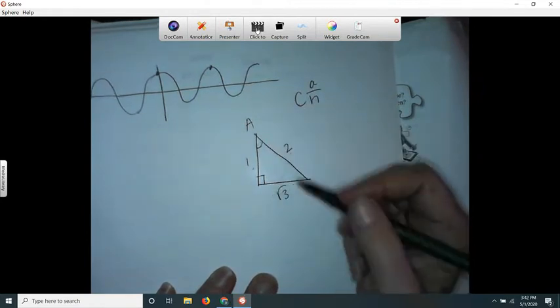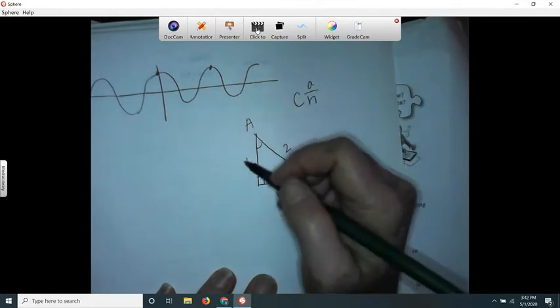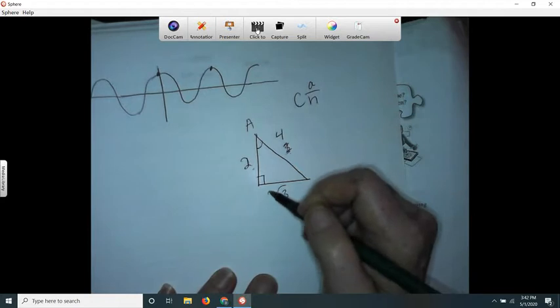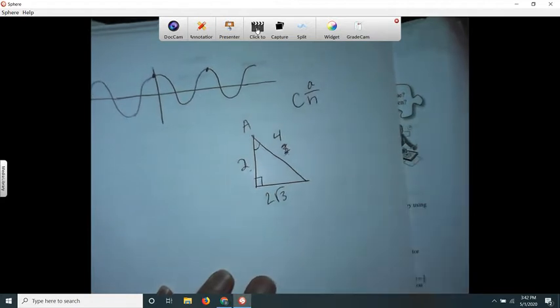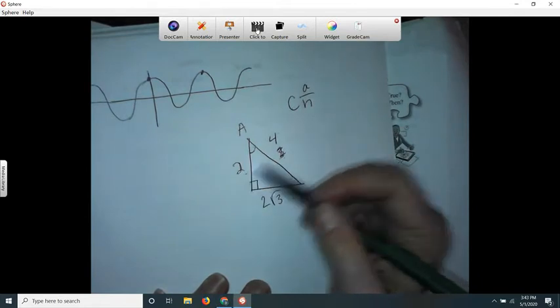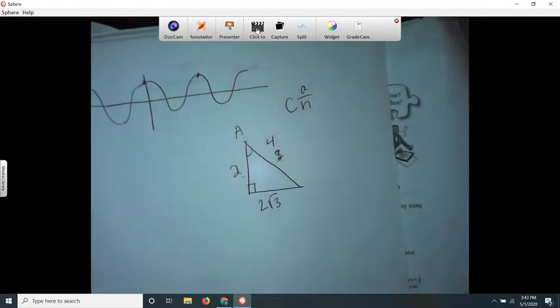But what if I made this a 2? And what if I made this a 4? Isn't it still a half? And what if I made it a 3 and a 6? So if you get the idea, there's a lot of places. There's actually an infinite amount of solutions. Not every value, but there are infinitely many values of x that can make this true.